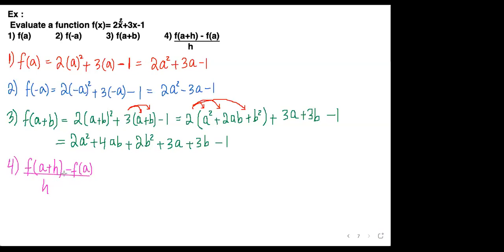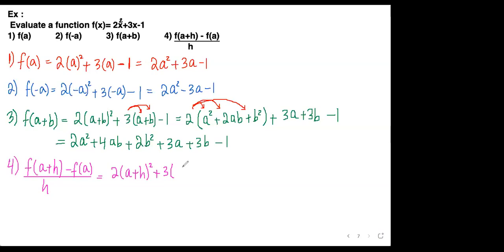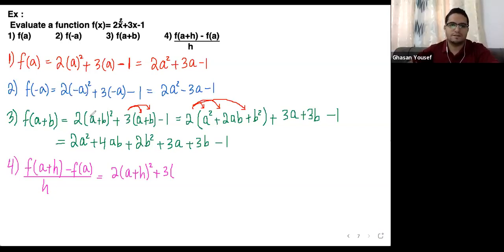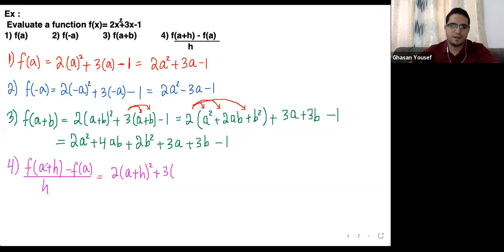2 times... Again, you plug a plus h inside the function. What do I get? 2 times a plus h squared, plus 3 times what? Wait, I have a question. Doesn't the whole thing have to be inside the x? I mean, a plus h should be inside the x. No, I mean only a plus h should be inside x, and here a should be inside x only.